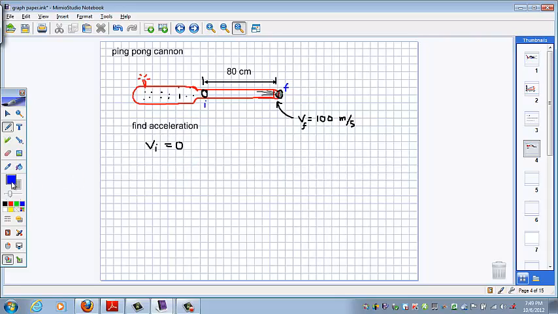We don't yet have any starting distances established, but let's make a coordinate system. We can call our 0 distance right here, and so our initial distance then would be 0 because it's right there at the origin. And our final distance would be 80 centimeters, but of course we cannot use centimeters.